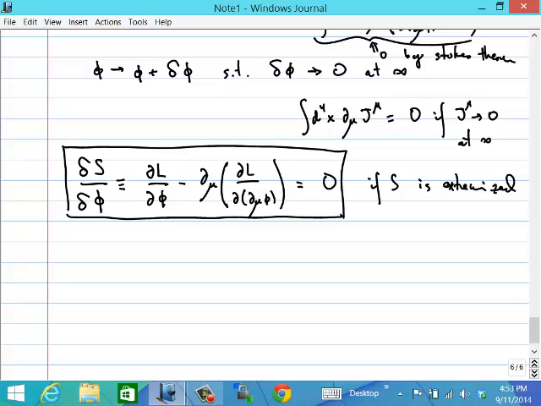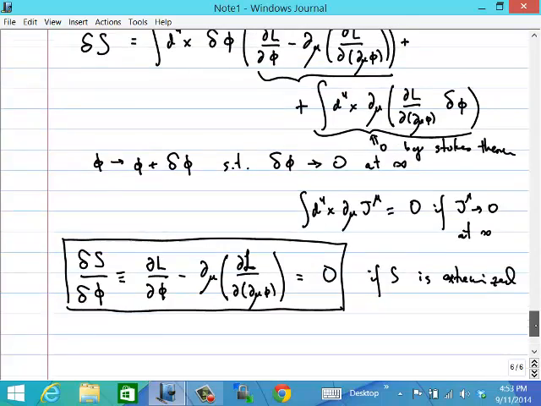Yes. Is the L supposed to be the curly L? Yes, this is all curly L. Curly L. Yes. Thank you. Then how does that get rid of all the integrals?